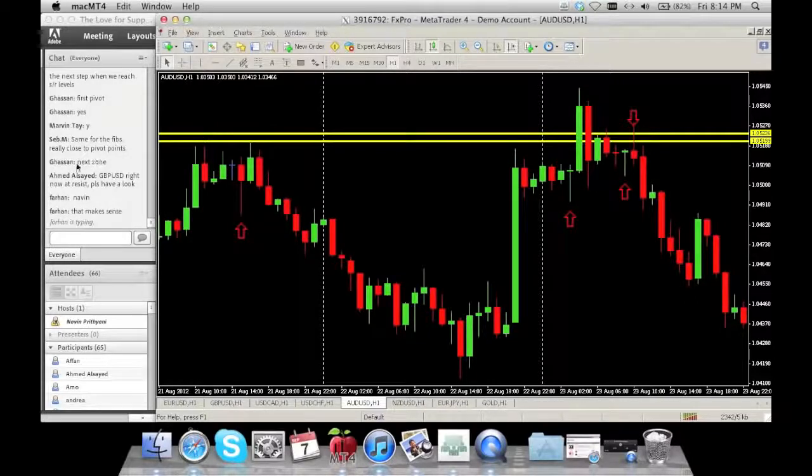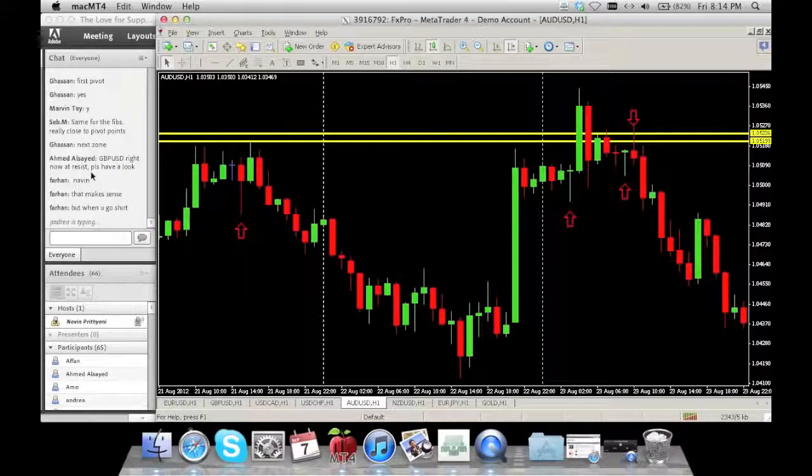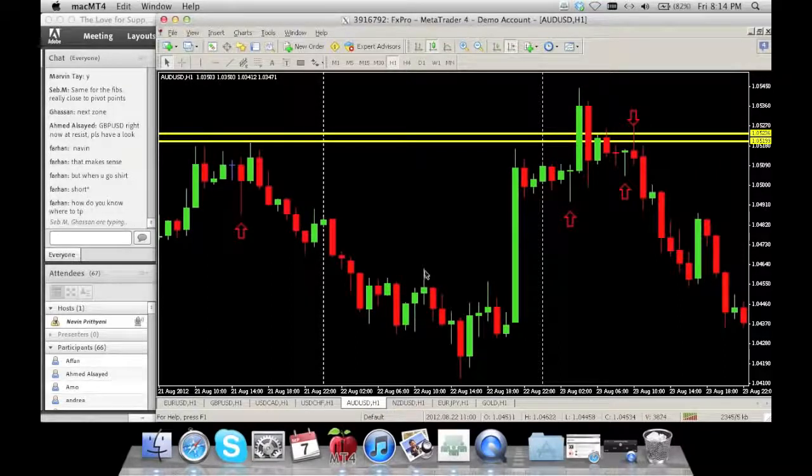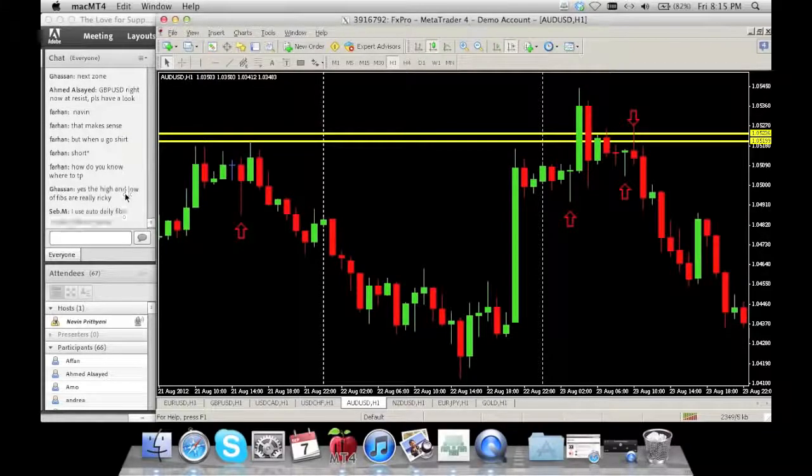All right. Same for the fibs. Really close to pivot points. Yes, even fibs will do that. But the problem with fibs, Seb, is we do not know where to draw the high and the low. You can draw it from here to here, or you can take the whole thing. So it's a big mess with fibs. Be very careful on fibs. We will go through a webinar on fibs in the future.